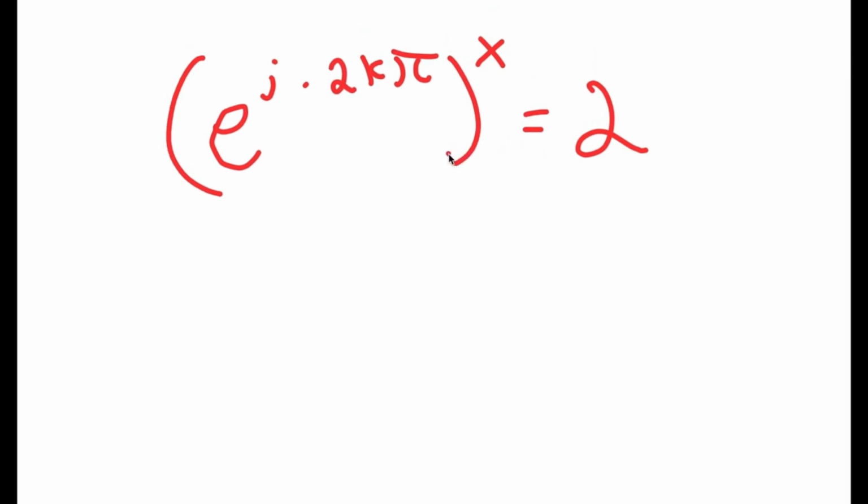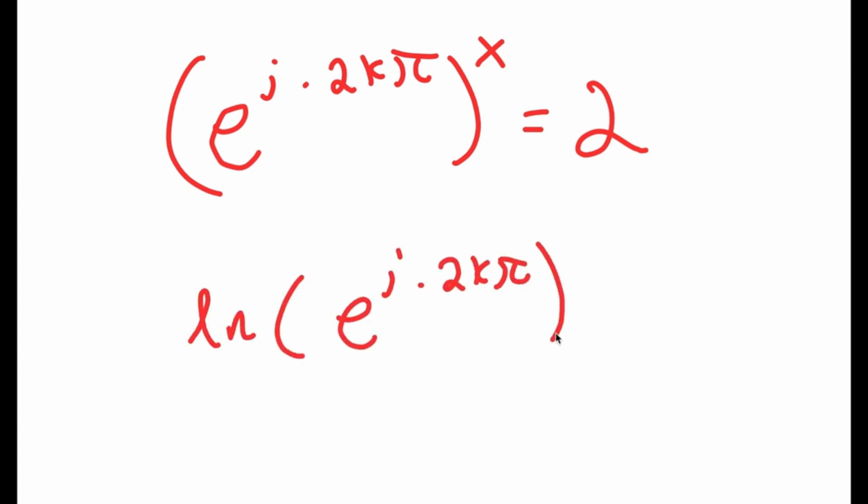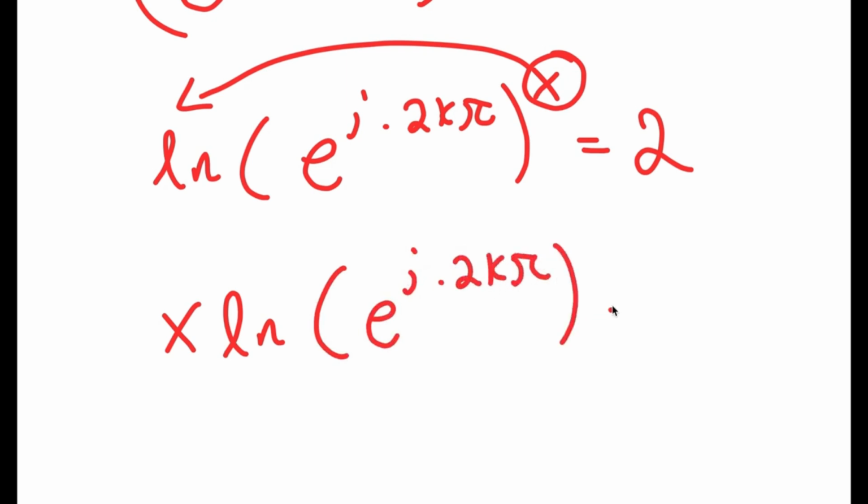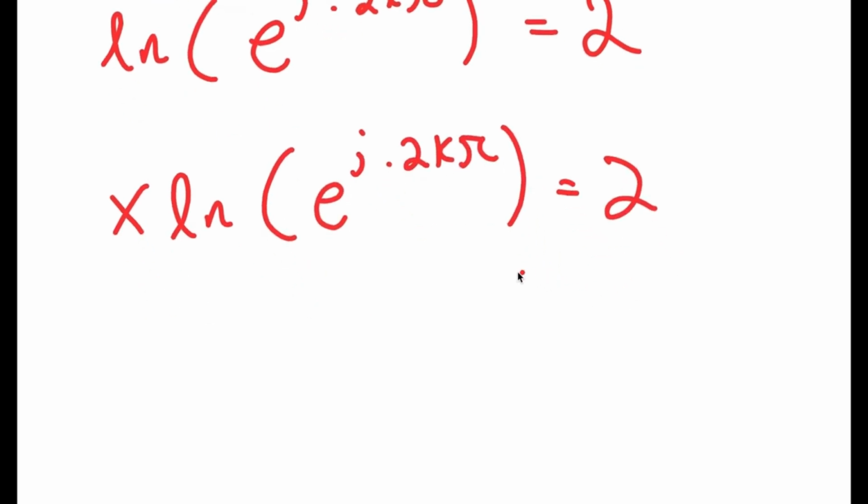And now, with this, I'm going to take the ln, or natural log, on both sides. So I have ln of e to the power of i times 2k pi, to the power of x, is equal to ln 2. So I'm going to now bring this x down using the property of natural logarithms. So I get x times ln of e to the power of i times 2k pi is equal to ln 2.